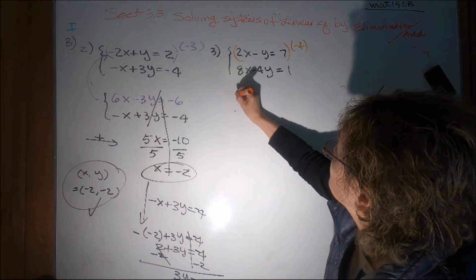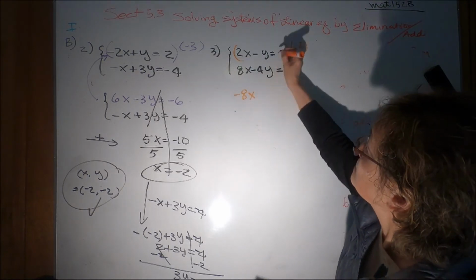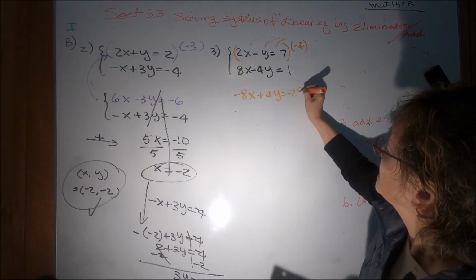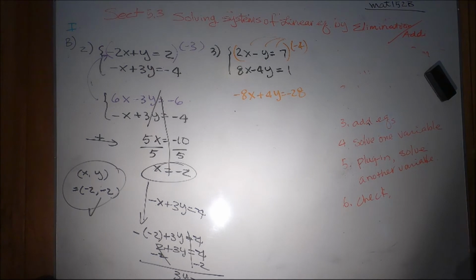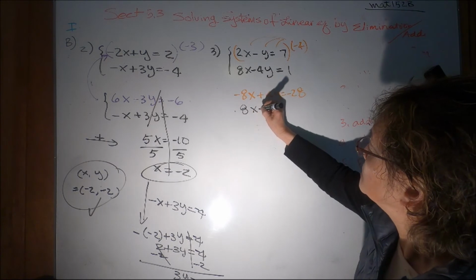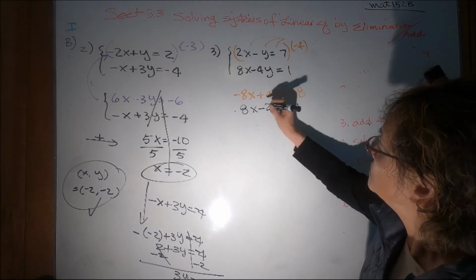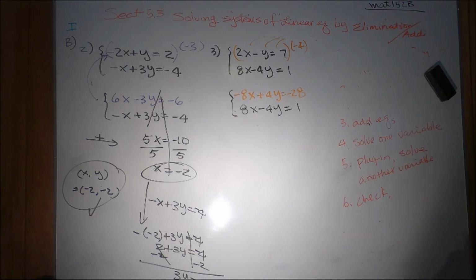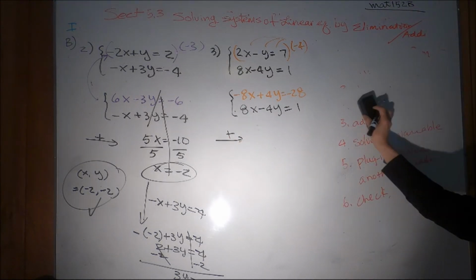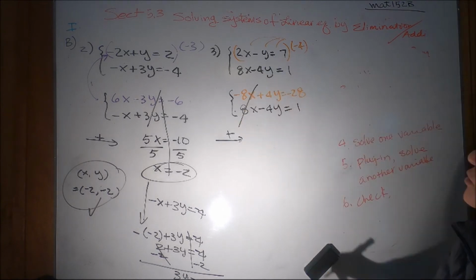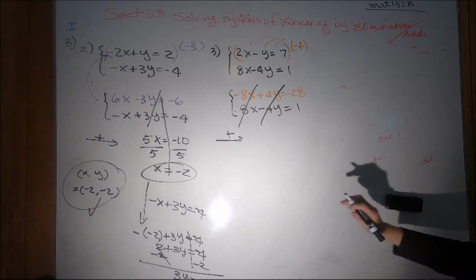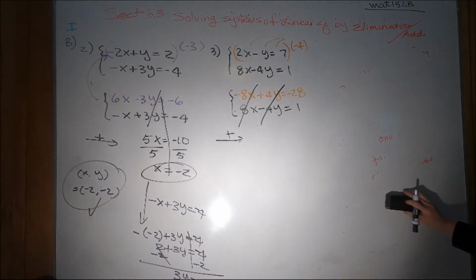That would be -8x, right? Plus 4y equals -28, right? Then you will rewrite the second equation. Don't overwrite the original, so you know where you are. Then what do you do? You add your equation, right? So you add your equation, okay? Then you solve one, you solve another.